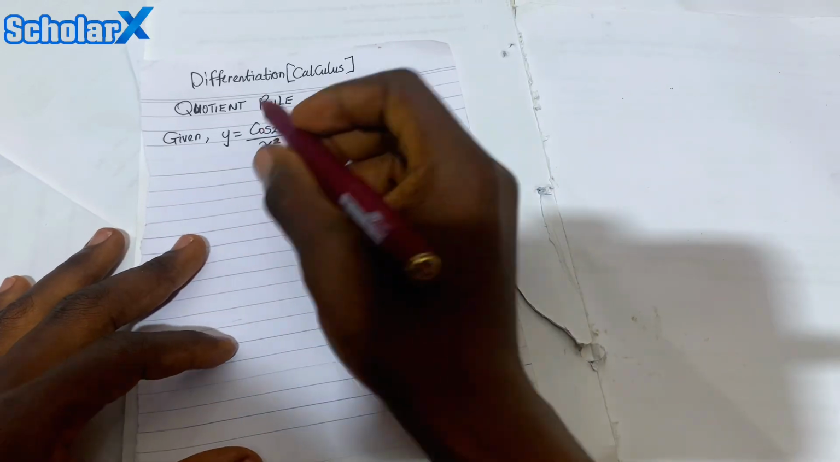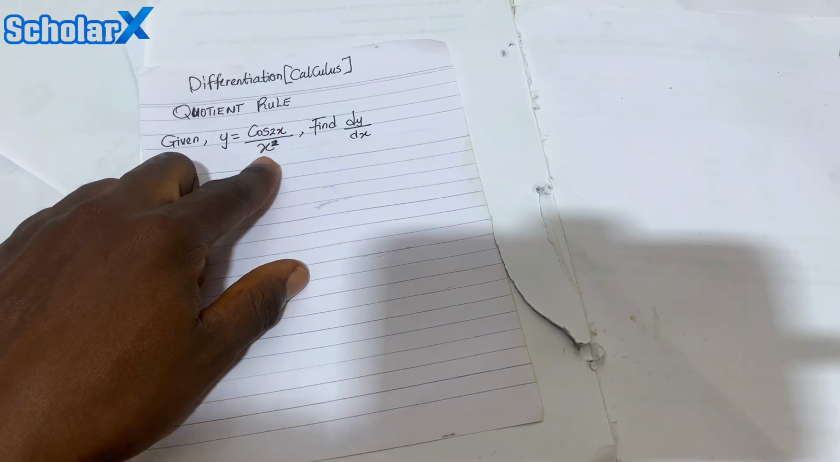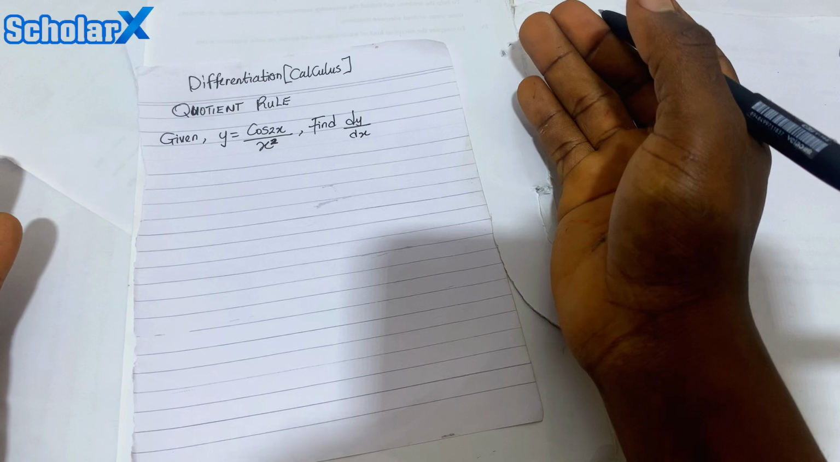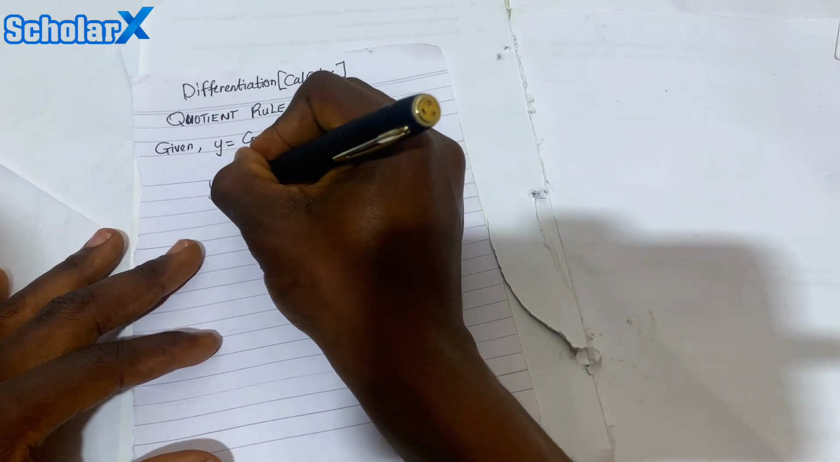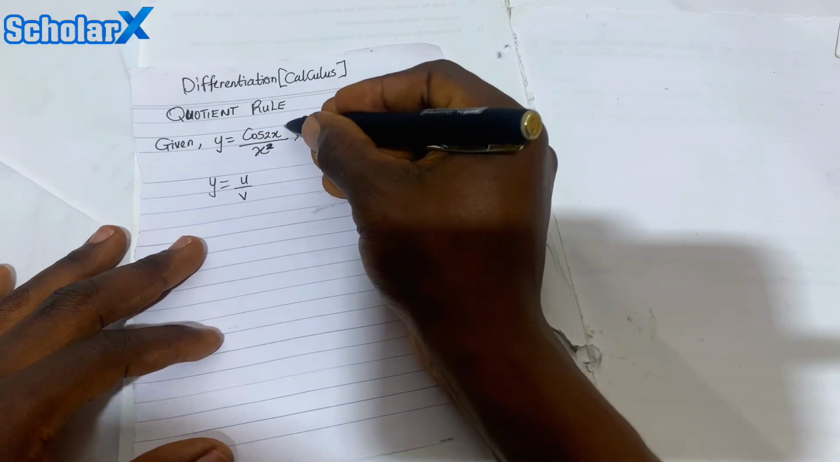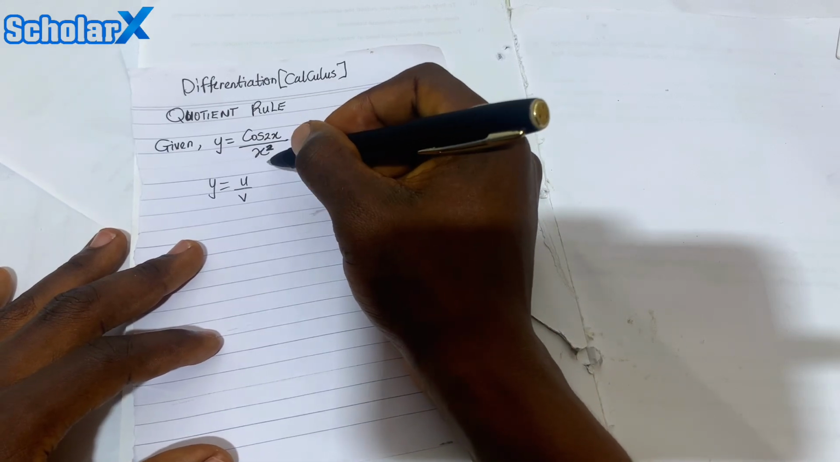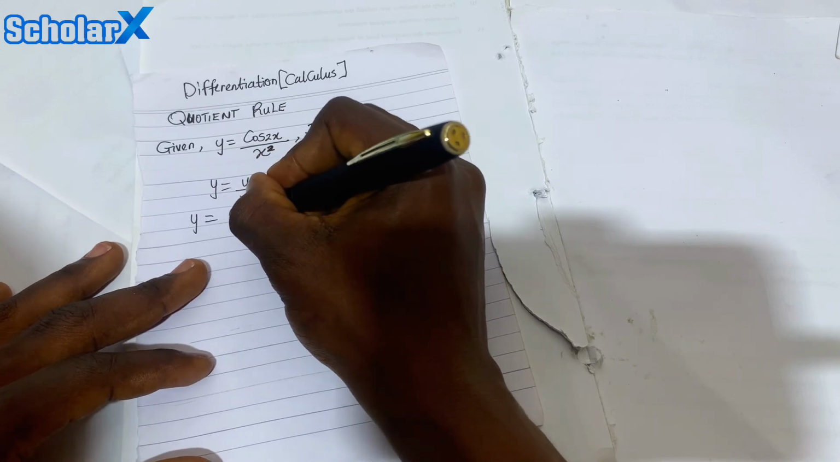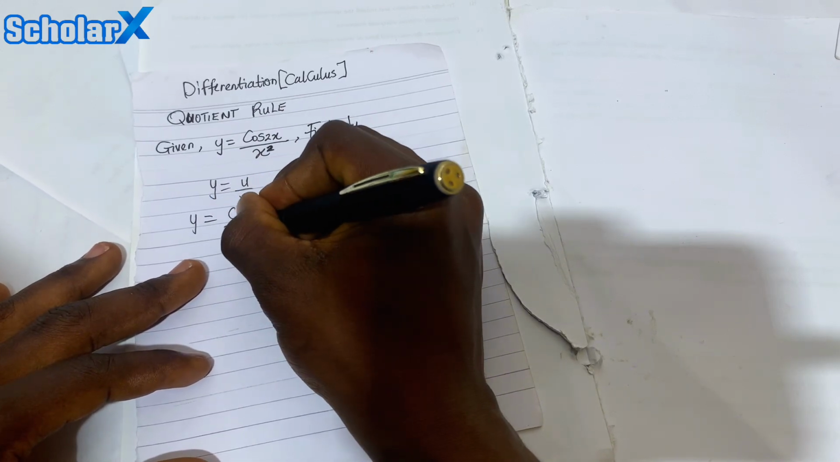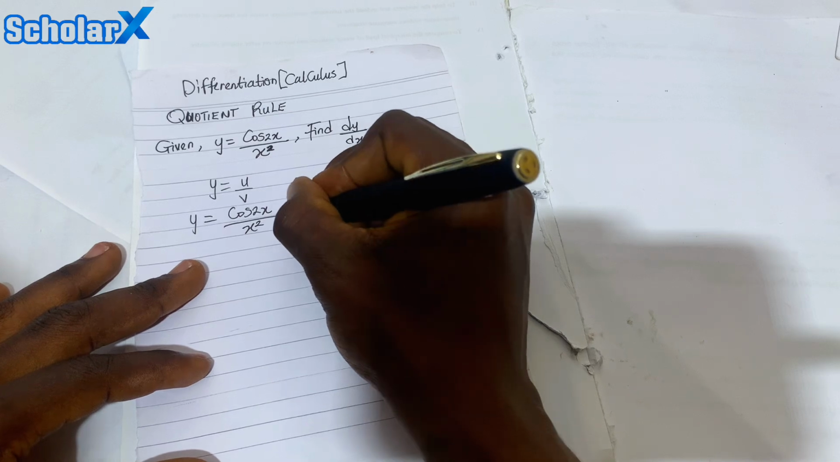All right, so we want to differentiate what? Cos 2x over x squared using quotient rule because it's a quotient. Now because it's in the form y is equal to u over v, there's a numerator and a denominator. We are given that y is equal to cos 2x over x squared. Of course, these are u and then these are v.